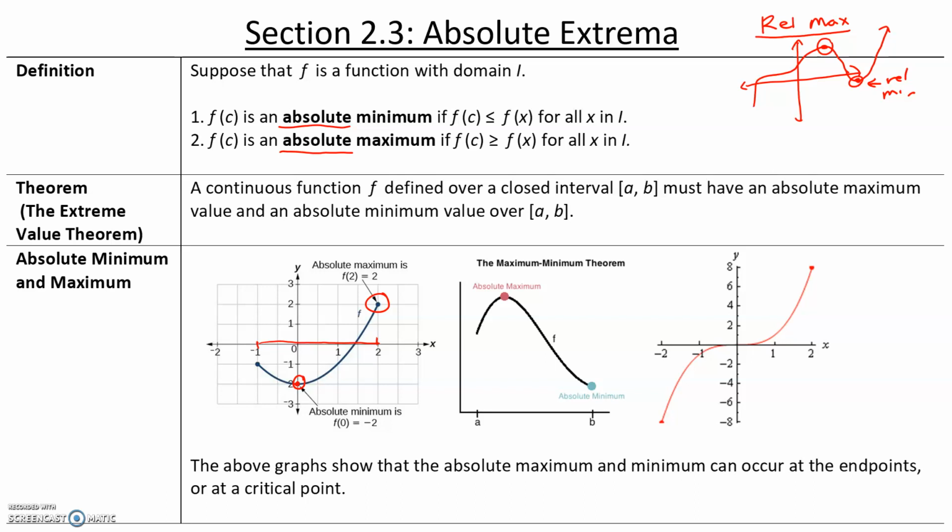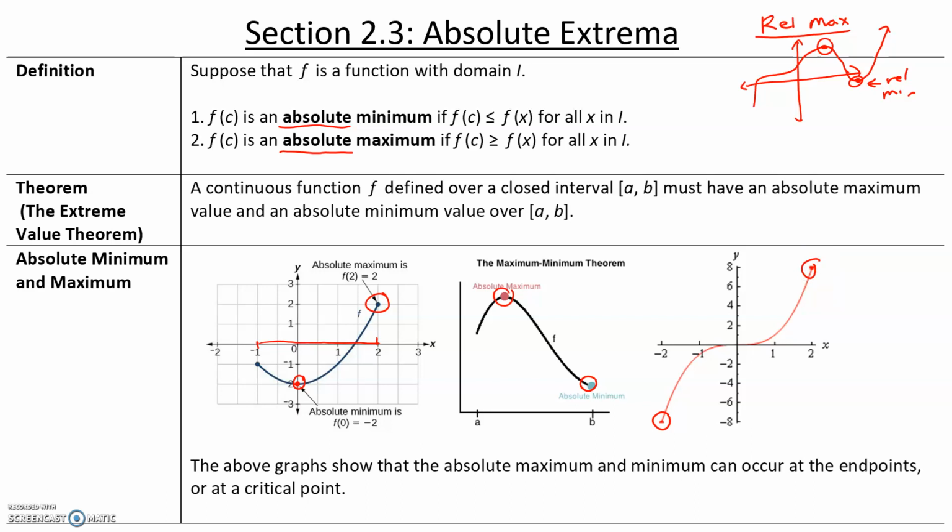Another example. In this case, our absolute maximum in this interval occurs here, and our absolute minimum occurs there. In this interval, this is going to be our absolute minimum. That'll be our absolute maximum, the highest or lowest point within a given interval.